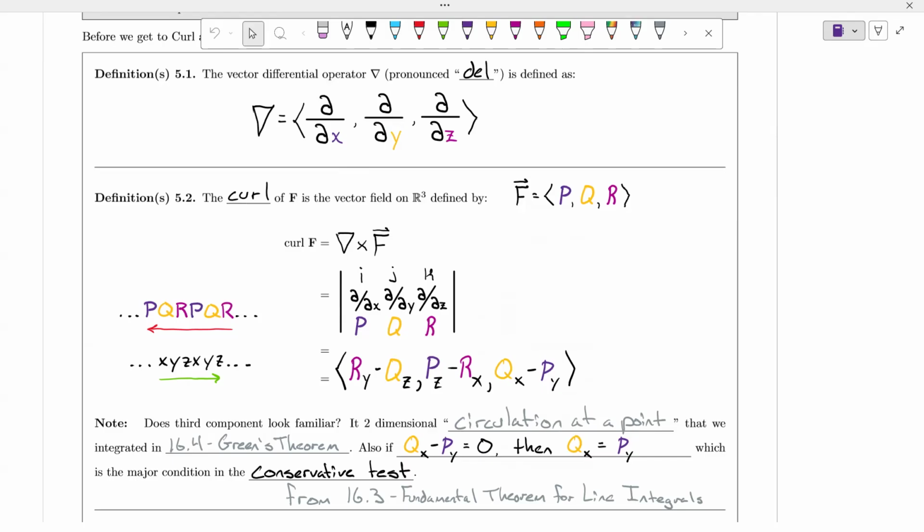Q partial x equals P partial y, or Q partial x minus P partial y equals 0. When we were doing the conservative field test in 2 dimensions, we were asking whether or not we could apply the fundamental theorem for line integrals. This is the test we were looking at. We were looking at if Q partial x and P partial y were equal to each other. And that same piece comes back up inside of the curl, but it's now only one of 3 components because we now need to step this thing up to 3 dimensions. So we've got to look at more than just the one piece here.